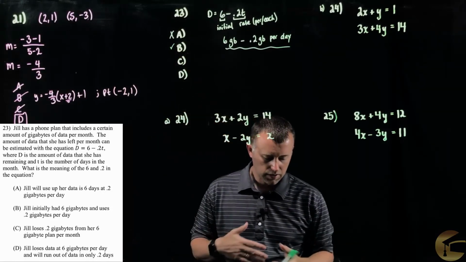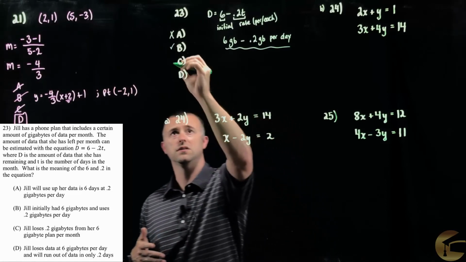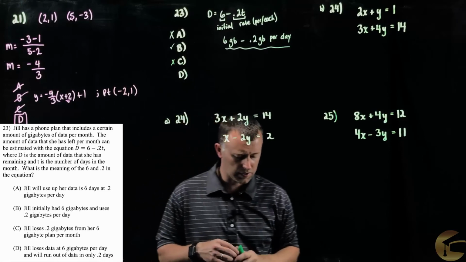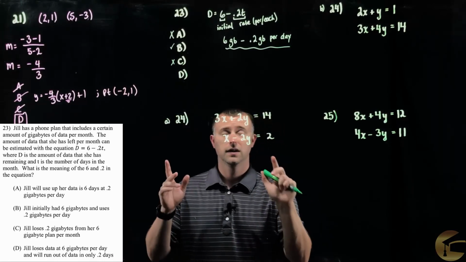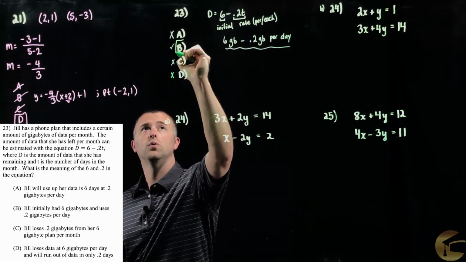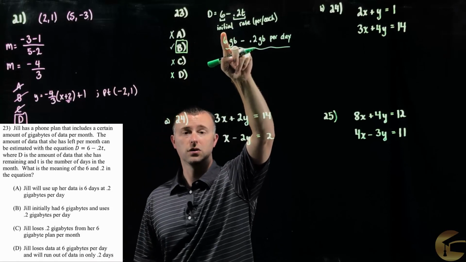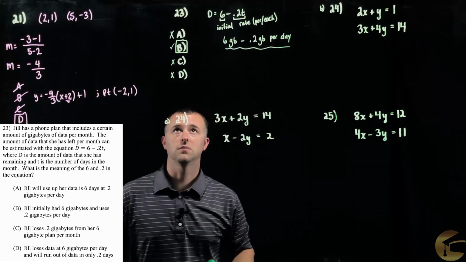Now if you check C, she loses 0.2 gigabytes from her 6 gigabyte plan per month. That doesn't make any sense. They're using some of the right words, but it doesn't fit. And D says Jill loses data at 6 gigabytes per day. They have the rate and the initial value backwards on that. So it's not D. Your answer for 23 is B. So understand initial and rate using the word per or each. Okay, so that's going to be number 23.